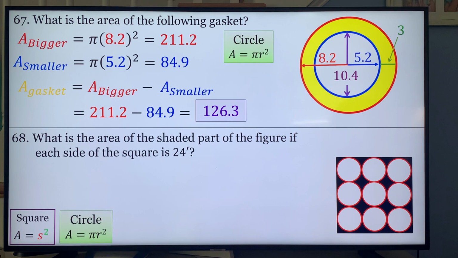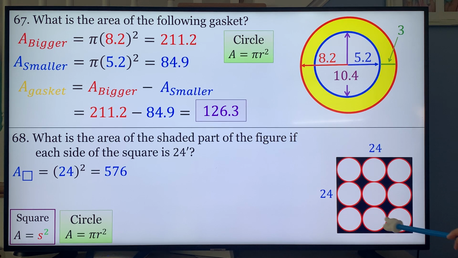All right, last one. Oh, this used to be my favorite question. What is the area of the shaded part of the figure if each side of the square is 24 feet? So here's your square. You just drilled 9 holes into that square. The first thing you have to do is find the area of the square. Each side is 24 feet. Area of the square is side squared, 576. We're going to have to take these out.